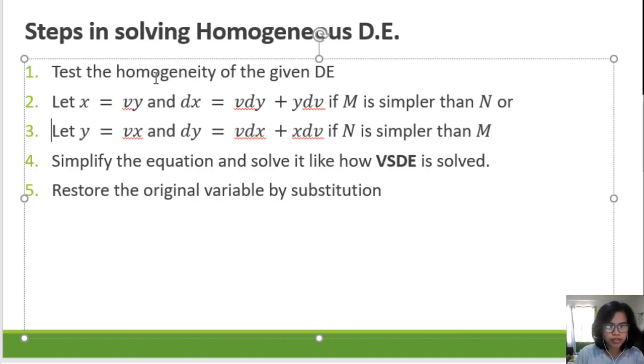This means that after substituting either this step or this step into your given DE, you simplify it, and after that, it will result in a variable separable differential equation. And of course, you already know how to solve VSDE. Now, given that you have solved for the general solution, which is in terms of x and v or y and v, then the final step is to restore the original variables by substitution.